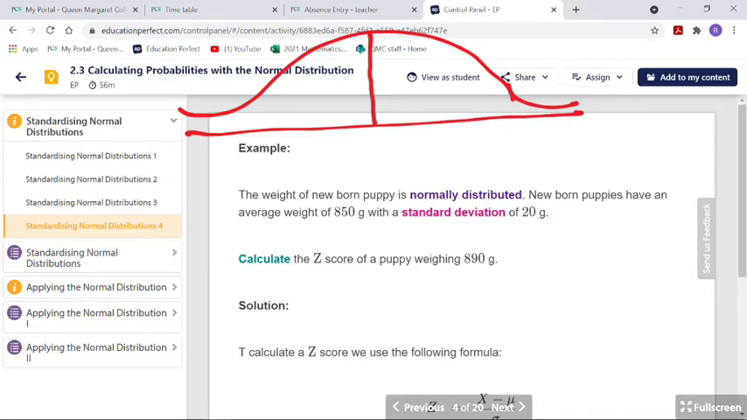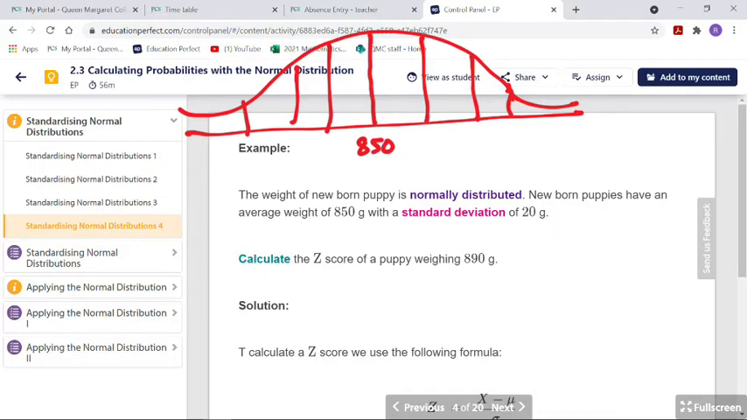So the weight of the newborn puppy is normally distributed. Newborn puppies have an average weight of 850 grams. Average is another way of saying the mean, and you need the units on there. It's not too bad to put them on there, though, because if you answer the question without units, it is completely wrong. So make sure you're very careful about that. With a standard deviation of 20 grams, so we can draw our normal distribution.